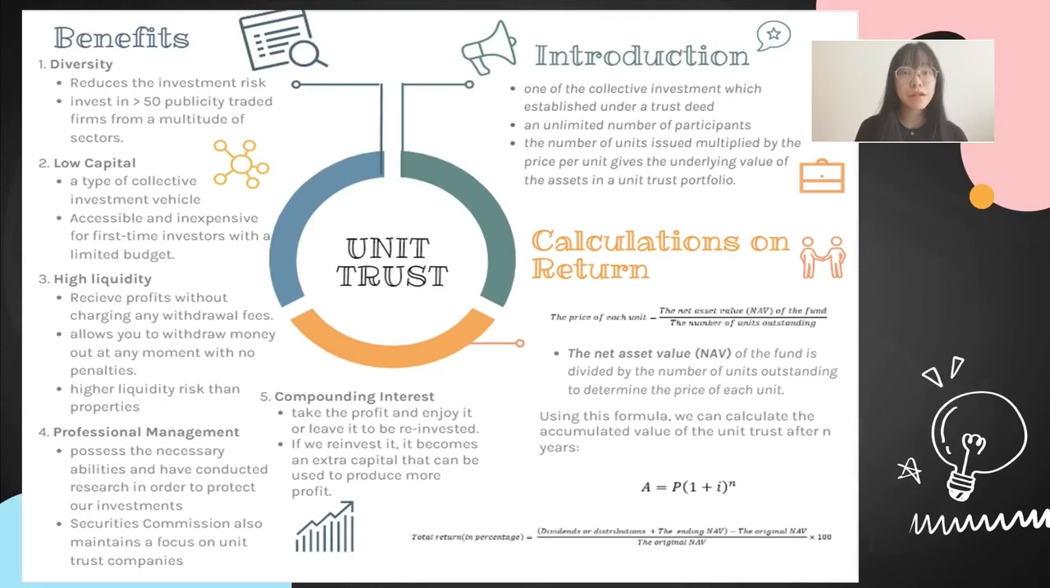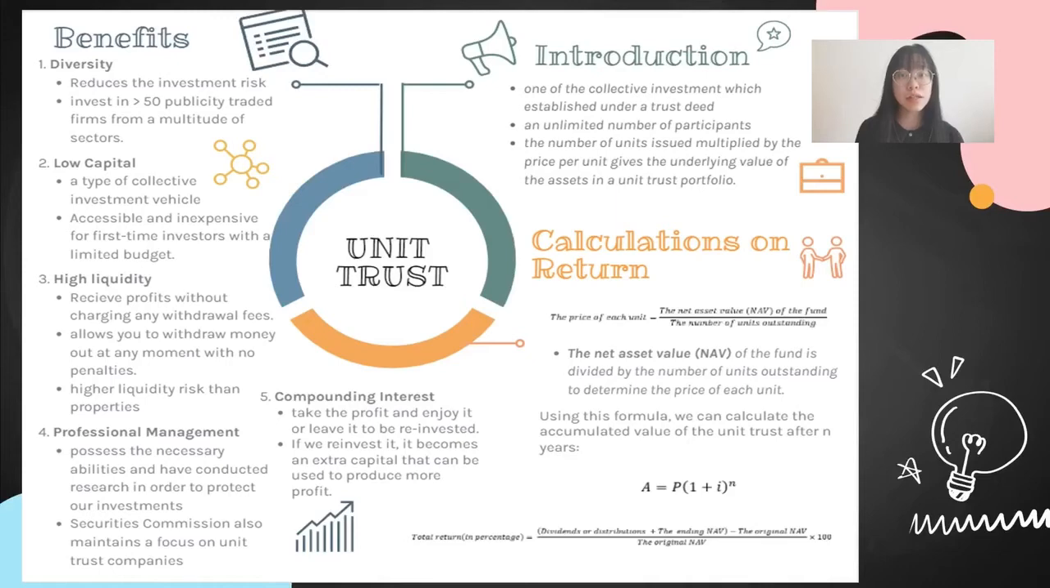The second benefit of unit trust is low capital investment. Anyone can have a unit trust fund due to its low capital investment. This makes it accessible and inexpensive for first-time investors and those with limited cash. The third benefit of unit trust is high liquidity. The term liquidity here refers to the ease with which we can get the profits from an investment without being charged any withdrawal fees before the investment matures.